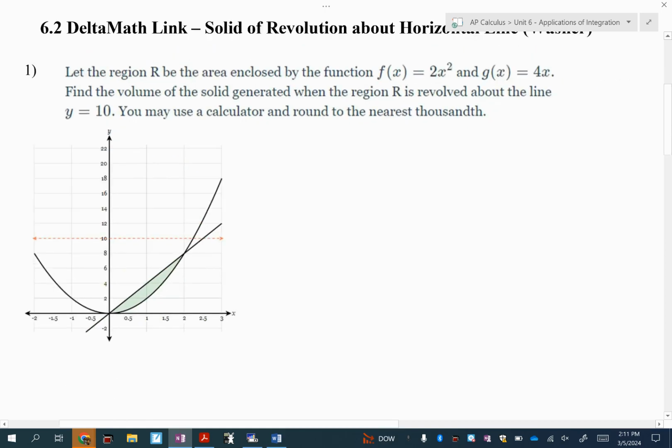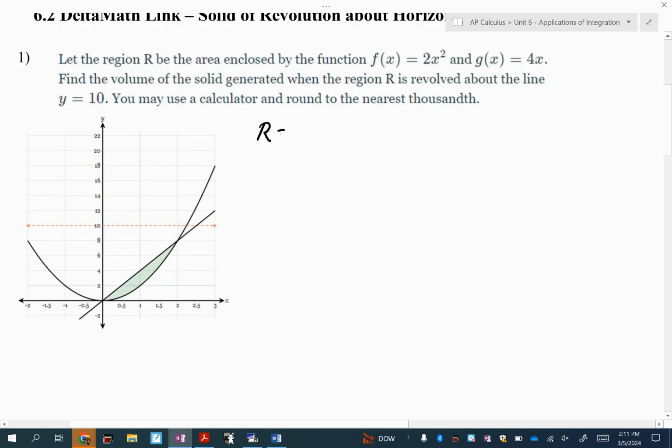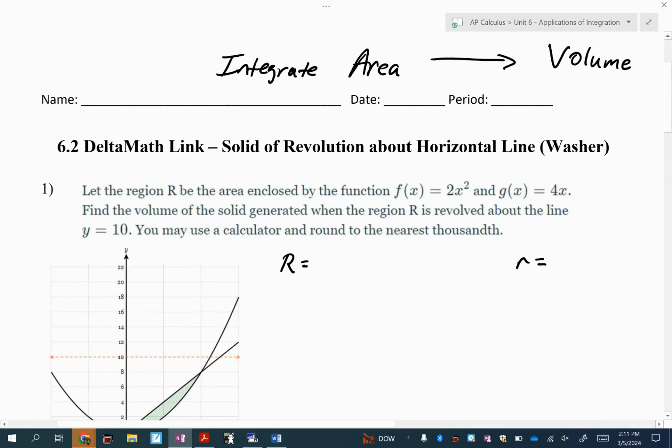The idea is if we can find a capital R, which I'm calling the distance from your axis of revolution to the farthest function, find that radius. Then if we can find lowercase r, which is the distance from your axis of revolution to the closest function, those will give us the radii to find the area, and then we'll integrate that to find the volume.